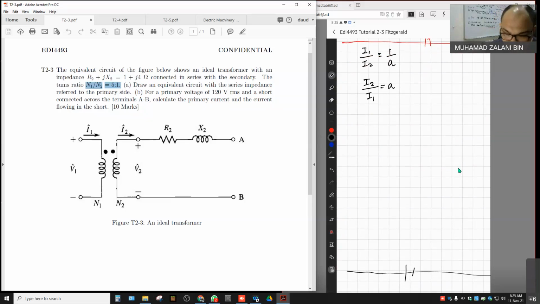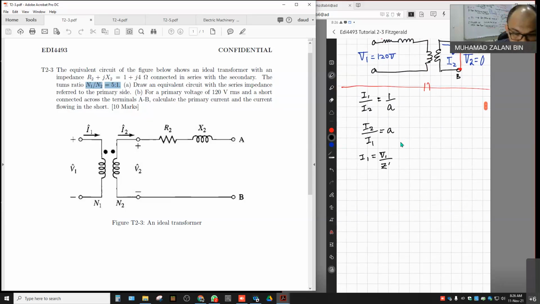Okay, so next step is we know that at the primary side, I1 is V1 by Z prime. We have Z prime at the primary side. So we just calculate I1 dulu. Kita calculate I1 dulu lah sebab kita nak substitute dalam equation ini. So just substitute all of the information given in the question, which is V1 120 divided by Z prime.